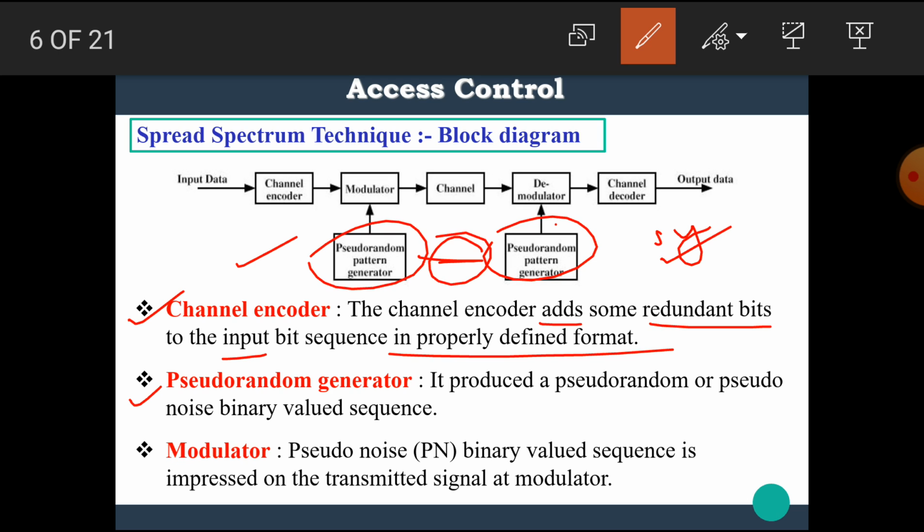It produces a pseudo-random or pseudo-noise binary valued sequence. Next is the modulator. The pseudo-noise binary valued sequence is impressed on the transmitted signal at the modulator. That means in the modulator, the encoded signal and the pseudo-random noise signal are mixed together, or superimposed on each other, and transmitted through a channel.